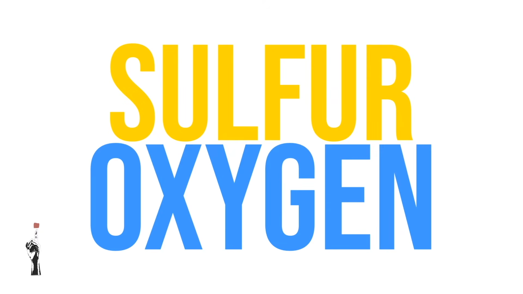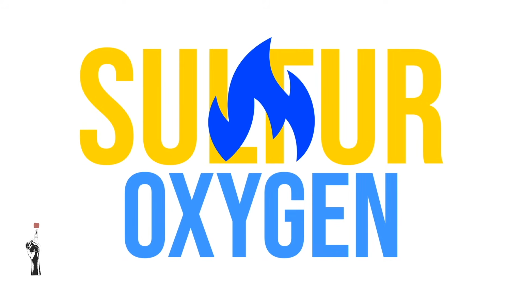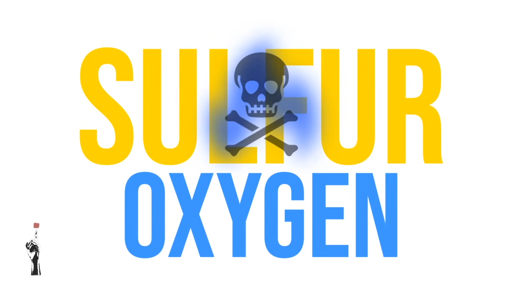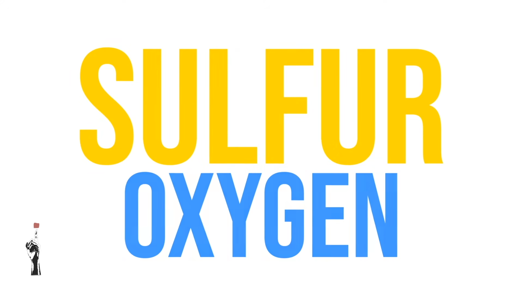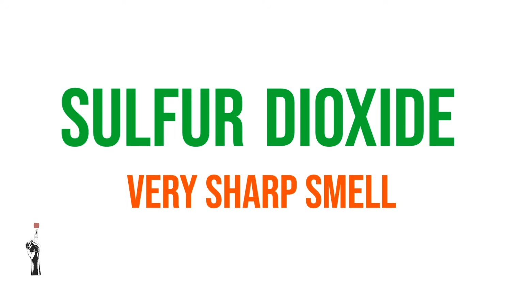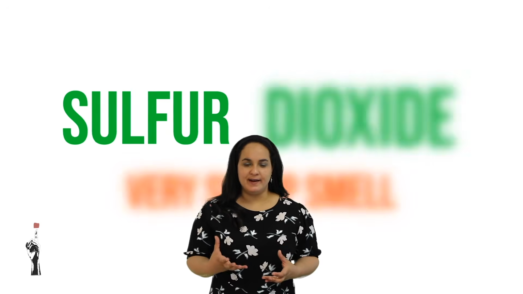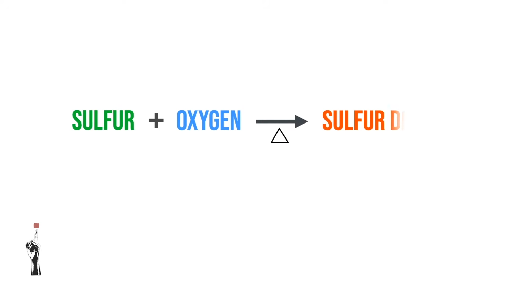Our final chemical reaction for this lesson will be between sulfur and oxygen. When sulfur burns in the presence of oxygen, we are able to observe a bright blue flame. The product formed is a highly poisonous gas, and therefore we are not allowed to do this experiment. Sulfur dioxide is a colorless gas, but unlike carbon dioxide, it has a very sharp smell. The word equation for this reaction is sulfur plus oxygen, resulting in sulfur dioxide.